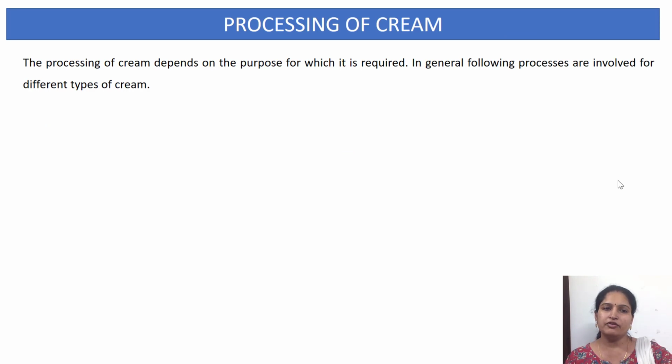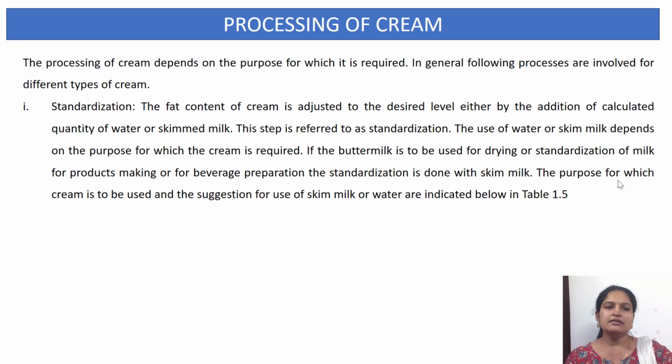Now, processing of cream. The processing of cream depends on the purpose for which it is required. In general, the following processes are involved for different types of creams. That is standardization. The fat content of cream is adjusted to the desired level either by addition of a calculated quantity of water or skim milk. This step is referred to as standardization. The use of water or skim milk depends on the purpose for which the cream is required.